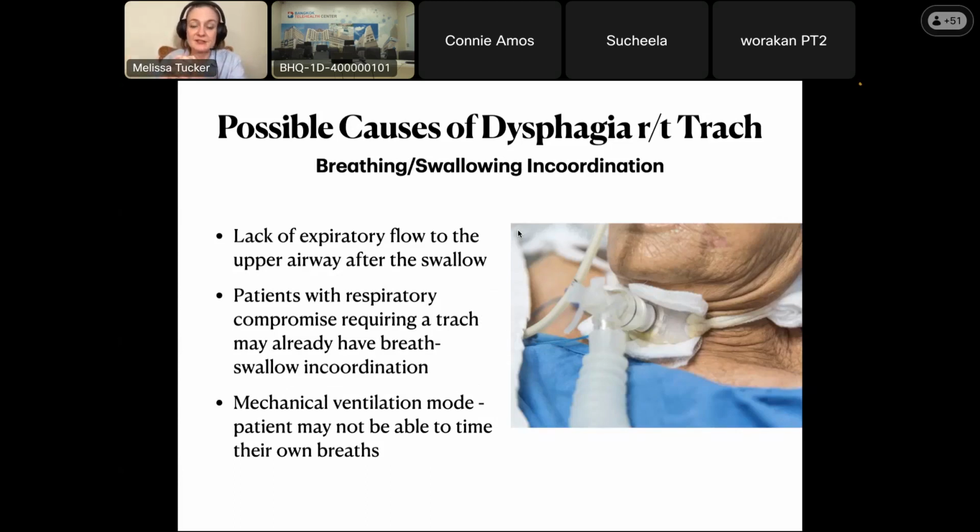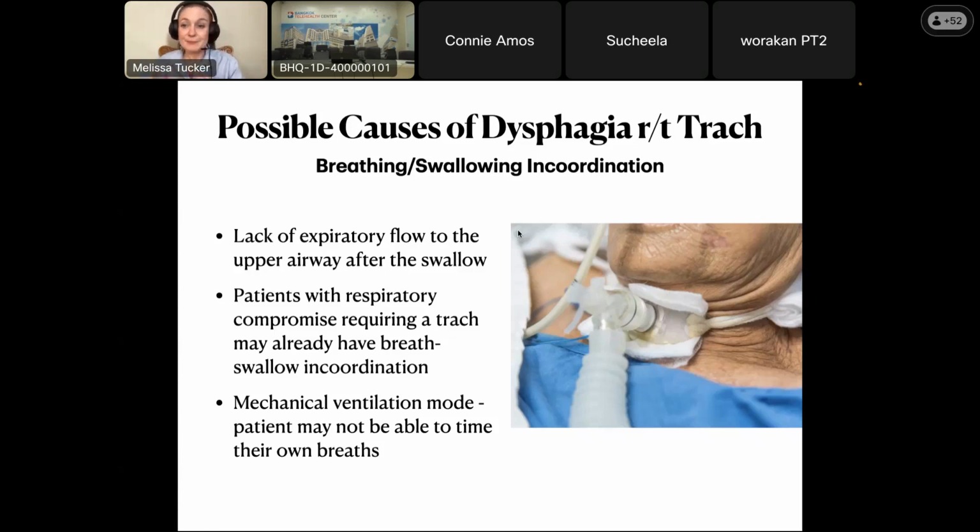So another cause of dysphagia potentially related to the presence of a tracheostomy tube is incoordination of breathing and swallowing. So our typical pattern is to swallow mid-exhale, which helps expel any aspirated or penetrated material from the airway during the swallow. In a patient with a tracheostomy, particularly with an open tube or connected to mechanical ventilation or with the cuff inflated, there's a lack of expiratory flow into the upper airway after the swallow. So their ability to expel aspirated material is impaired.